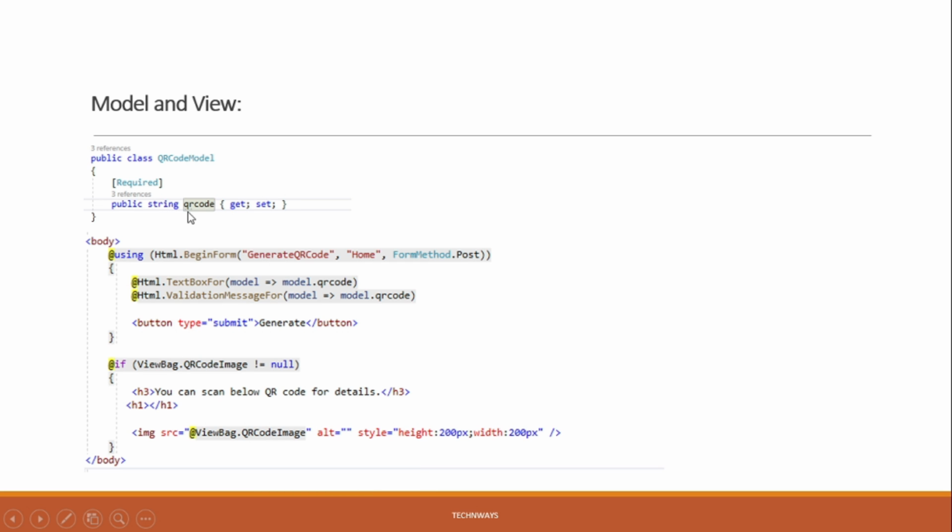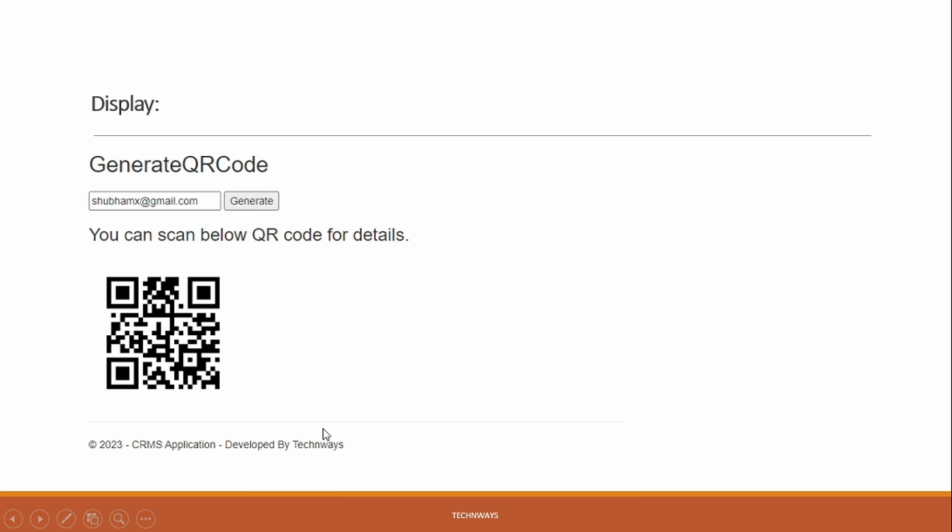We have created a QR code property which will contain that information, and this is the CSHTML page. Whatever input we get, we pass through the view, and the view generates that QR code. So this type of UI we will get after the implementation. The user will put some information here and click on the generate button, and after clicking on that, the QR code will be generated and displayed on the UI.